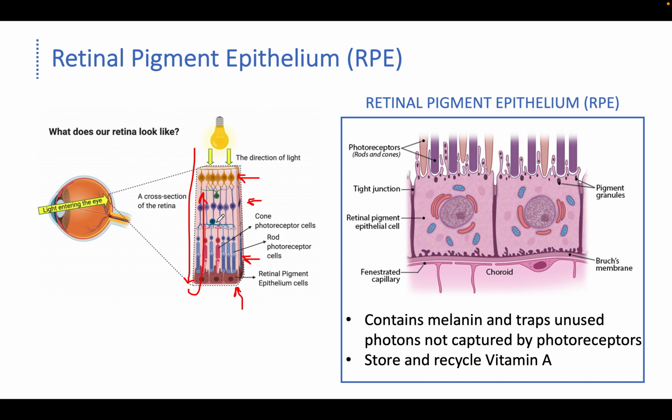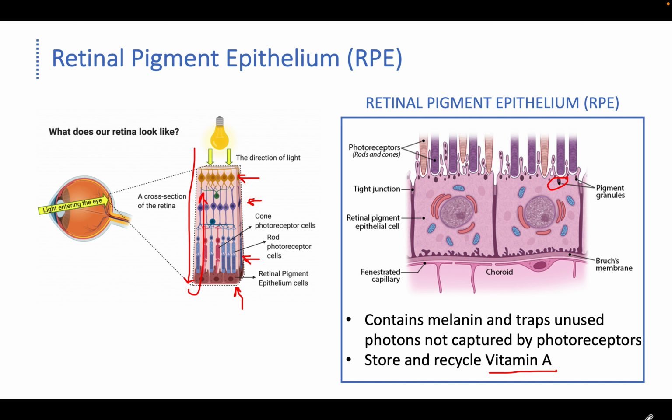In these pigmented epithelial cells, they contain pigment granules, so they contain melanin that we see right here, which can trap extra light and prevent it from scattering. If this scattering were to happen, it would blur our vision. It would obscure our vision and make it not quite as clear. They can also store and recycle vitamin A, and we'll talk about vitamin A in a little bit and how it's necessary to form the retinal pigment in our photoreceptors.